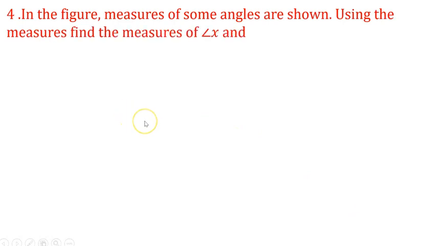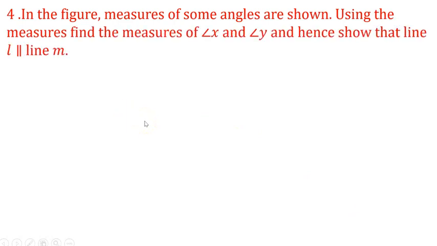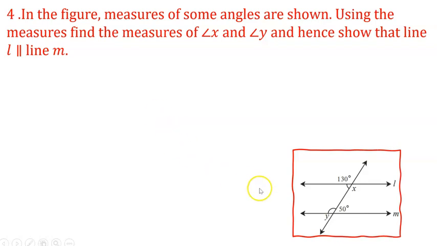Now, next. In the figure, measures of some angles are shown. Using the measures, find the measures of angle X and angle Y, and hence show that line L is parallel to line M. Now, see this here. Line L, here line M, and here is one transversal. 130 degrees, X degrees. Here is 50 degrees and again Y degrees.